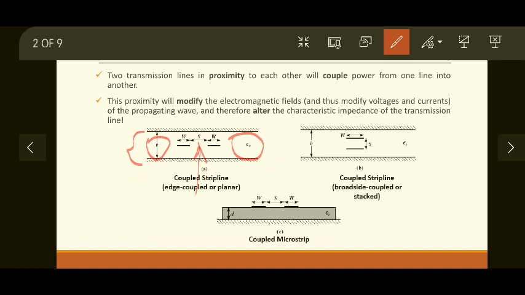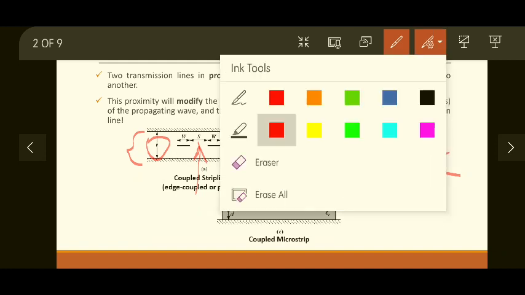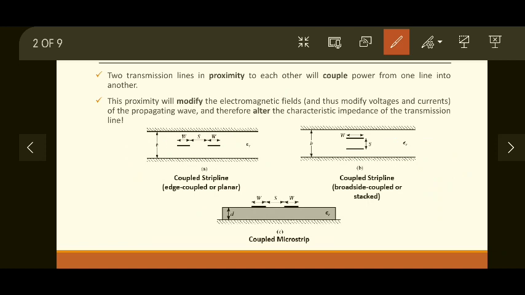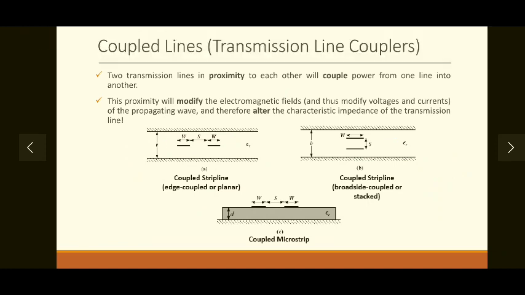This is broadside coupled. Okay, then in case of microstrip line, where the strip conductor is placed above the substrate, you can space two strip conductors apart from each other with the spacing of S, with substrate height of D and dielectric constant of epsilon r. So here in this diagram you can see the geometry of coupled lines, that is transmission line couplers, in case of strip line as well as microstrip line.